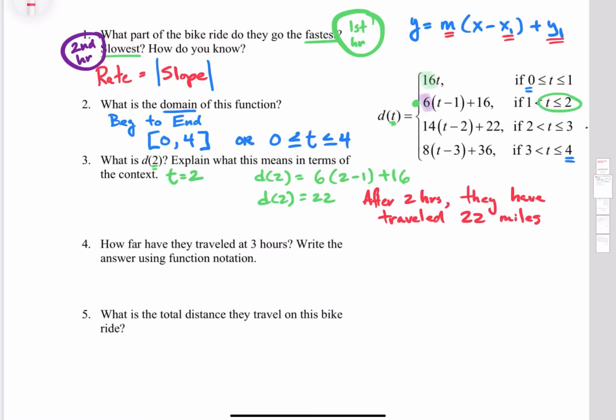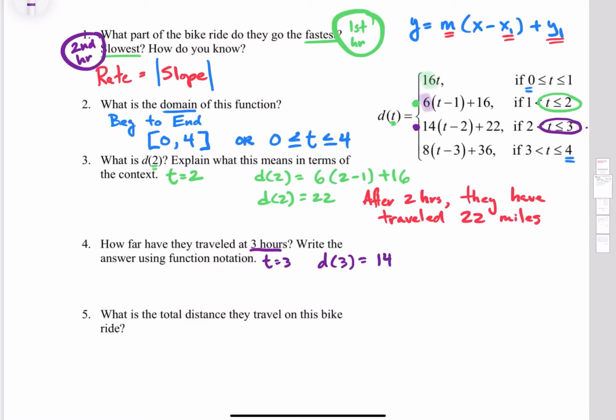All right, the next piece we have here is how far have they traveled at 3 hours, and then we want to write our answer using function notation. So t in this case is equal to 3. Now, if t is equal to 3, I want to solve for d of 3. So where is our 3 in our 4 pieces here? Well, our time is going to be 3 in the third piece, because that's t less than or equal to 3. So that means I'm going to use this equation.